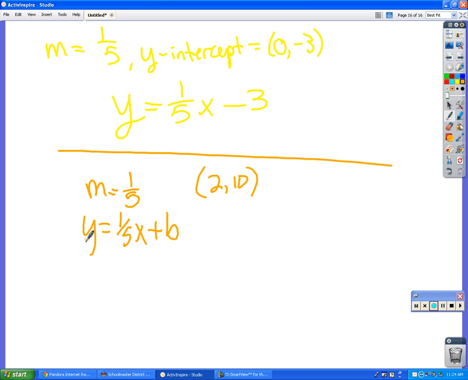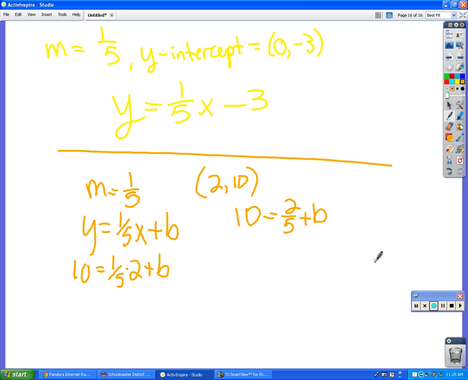So what am I going to plug in here for y? 10. What do I plug in for x? 2, because that's what the x equals. Plus b. Okay? So can we take that and figure out what b is now? What do we do first? Times it by the reciprocal 1/5. Not yet. Order of operations. I have to do my multiplication first. So I'm going to rewrite this as 10 equals 2/5 plus b.